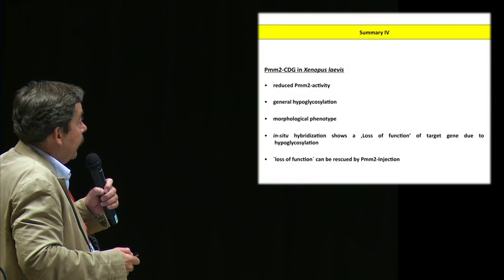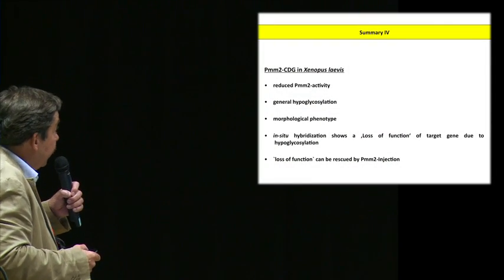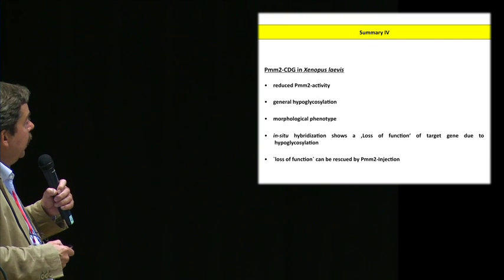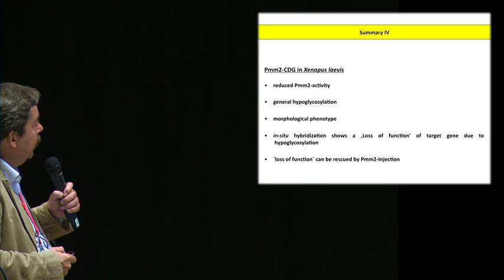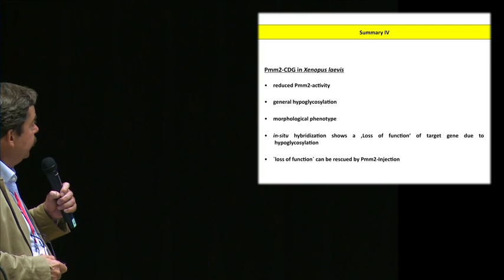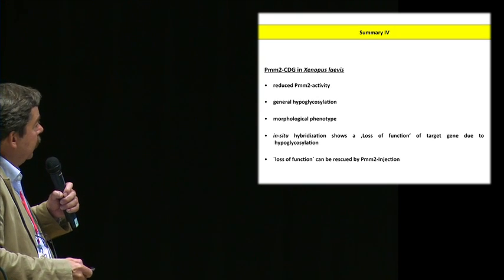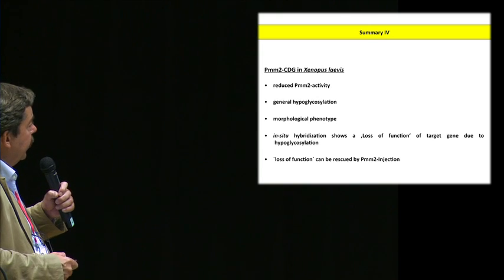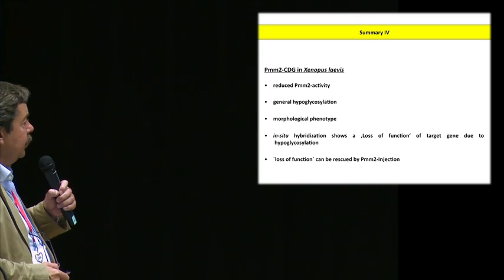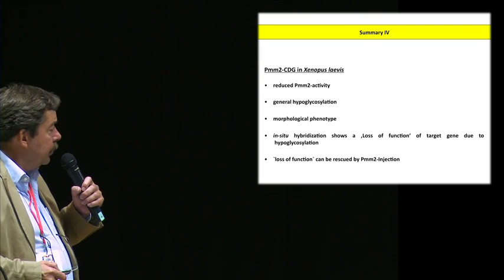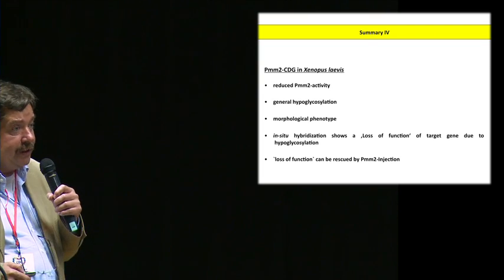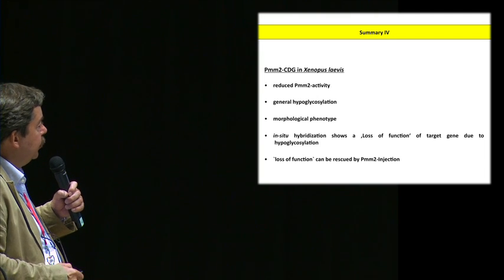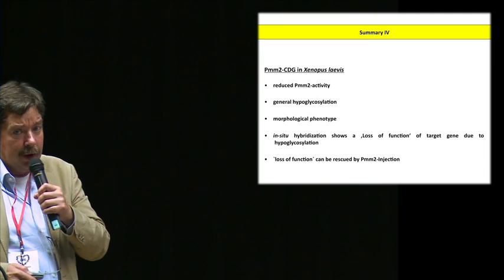And we have so far in the frog a reduced PMM2 activity, a general hypoglycosylation, a morphological phenotype, loss of function due to hypoglycosylation, and this is astonishing, and it shows that this is really specific, that the injection of PMM2 leads to the rescue of these effects.